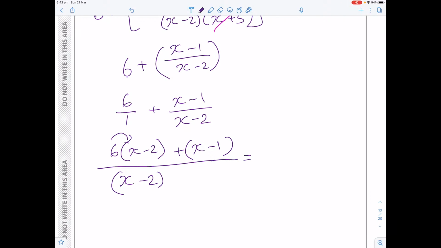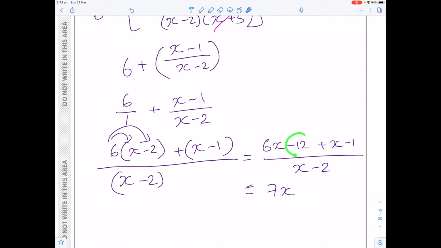So we'll expand the brackets out like here, and then we'll get 6x minus 12 plus x minus 1 all over x minus 2. And then we can collect all of the like terms. So we have 6x plus 1x, giving us 7x, and we have minus 12 minus 1, giving us minus 13, all over x minus 2. And we have our final answer right here.